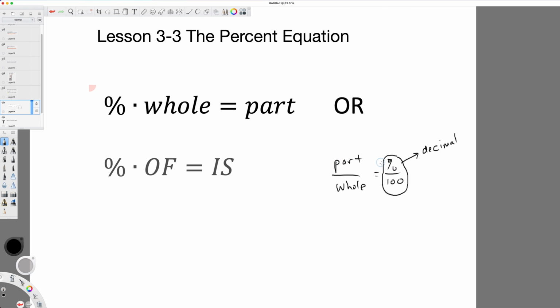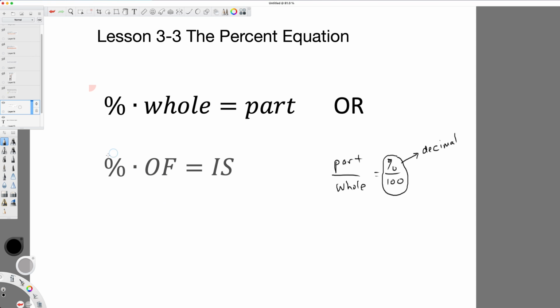So if you're good at turning percents into decimals or decimals back into a percent, if you're finding the percent, then this method might be for you. So on this lesson, I want you trying to do your homework this way so that you can decide in the grand scheme of things which way you like doing it better. Do you like the proportion or do you like this equation?